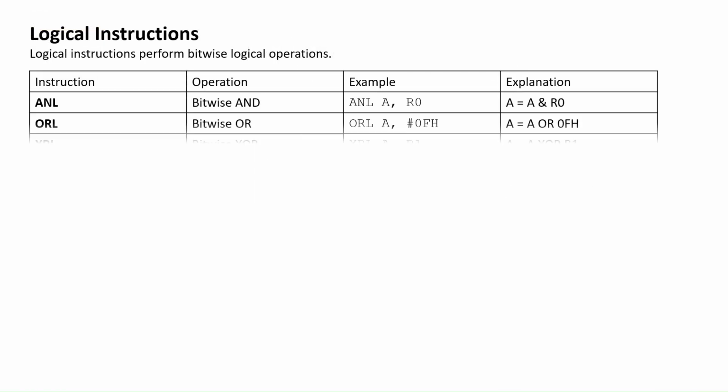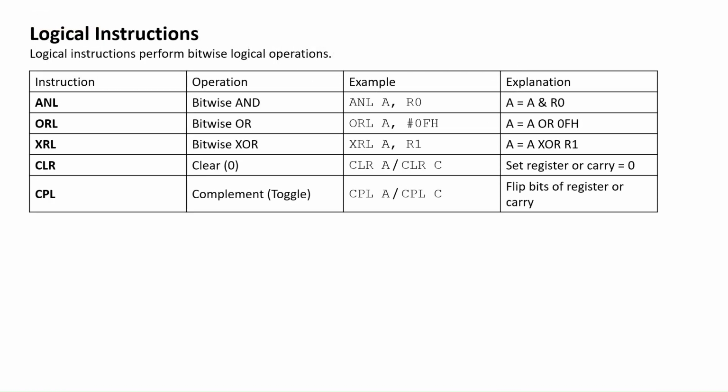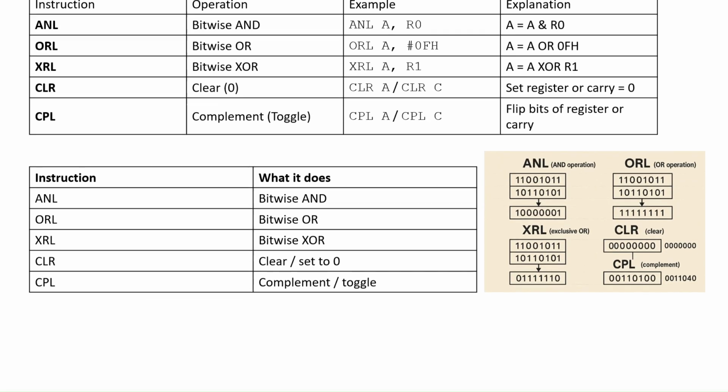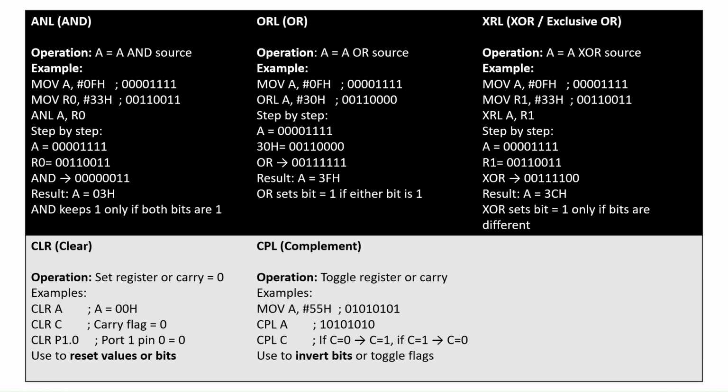In assembly programming, sometimes we do not need to manipulate a whole byte. Instead, we may need to set, clear, or check a single bit. Logical instructions perform bit-level operations on data. These operations are very important in embedded systems when we need to set bits, clear bits, compare bits, or manipulate port values. The main logical instructions in the 8051 are ANL, AND operation; ORL, OR operation; XRL, exclusive OR operation; CLR, clear operation; CPL, complement operation.